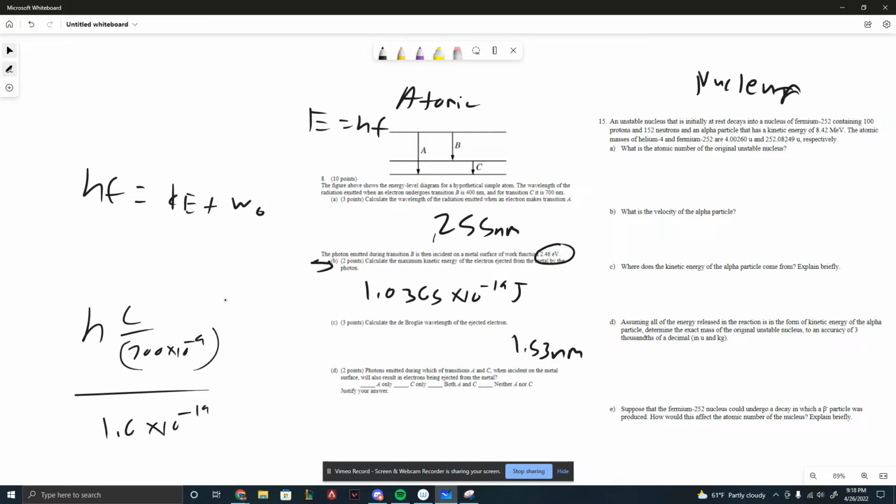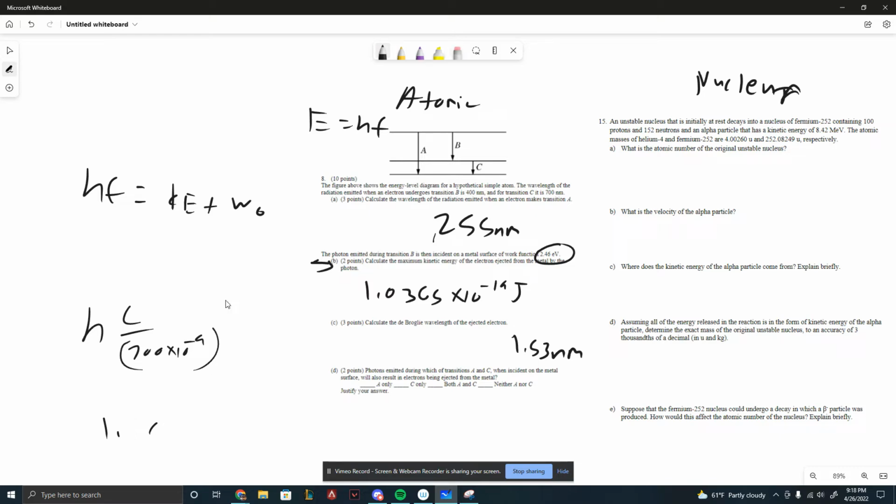So 6.63 times 10 to the negative 34th times 3 times 10 to the 8th, right? Then we're going to divide that by 700 times 10 to the negative 9th, and then divide that by 1.6 times 10 to the negative 19th. And you are going to get 1.77 electron volts, which is less than 2.46 electron volts, which means that C cannot do it, but A can.